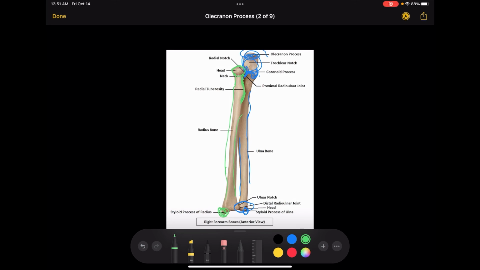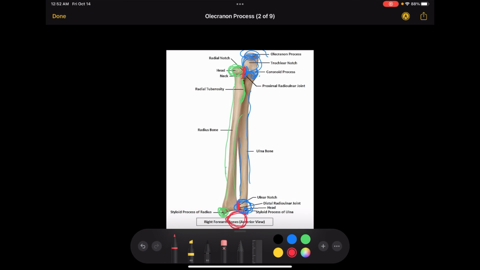But remember that the styloid process of both the radius and the ulna are on the wrist part of the bones, the distal part. It's a little bit confusing because the head of the ulna is on the distal part near the wrist, but the head of the radius is on the opposite side, more near the elbow. There's a distal radio-ulnar joint, and then there is also the proximal radio-ulnar joint.